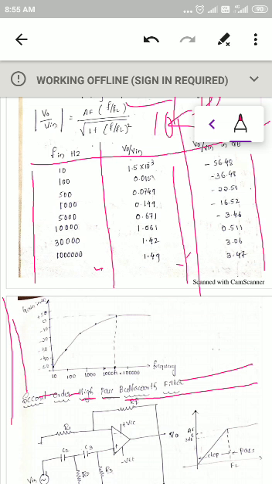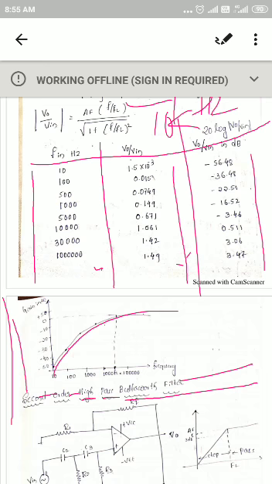For 10 hertz, it is minus 56 dB. For 100 hertz it is minus 36. Likewise you just mark the points and plot the frequency response characteristics. This is how you have to plot the frequency response characteristics if they ask you to plot. This is the problem.